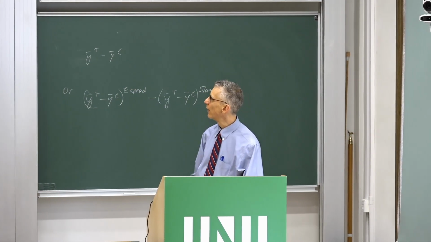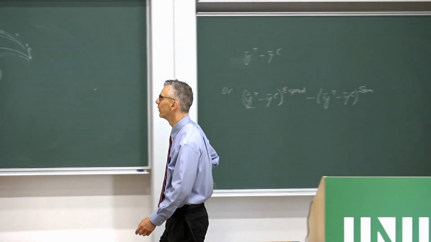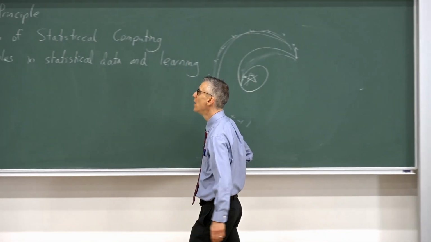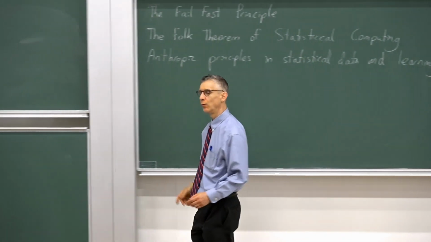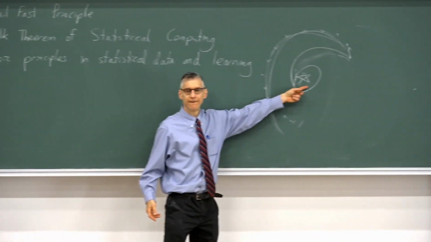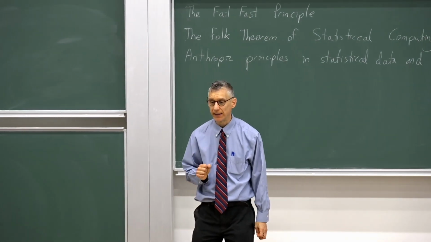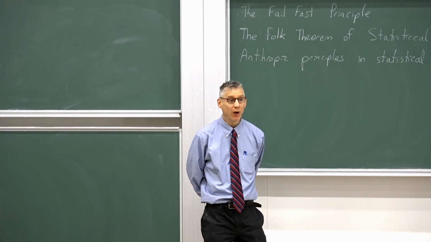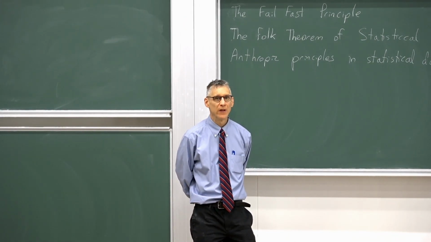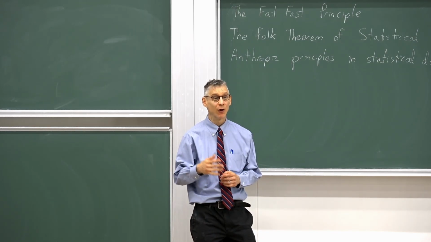I can't get into all those, but let me tell you about the fail-fast principle and the folk theorem of statistical computing. So the fail-fast principle is that we are often going to be doing things that are wrong, like this, or fitting models that are bad. We want to learn that quickly. Now, the way our algorithms often work is that when the model fits, they go really fast. And when the model doesn't fit, they go really slow.